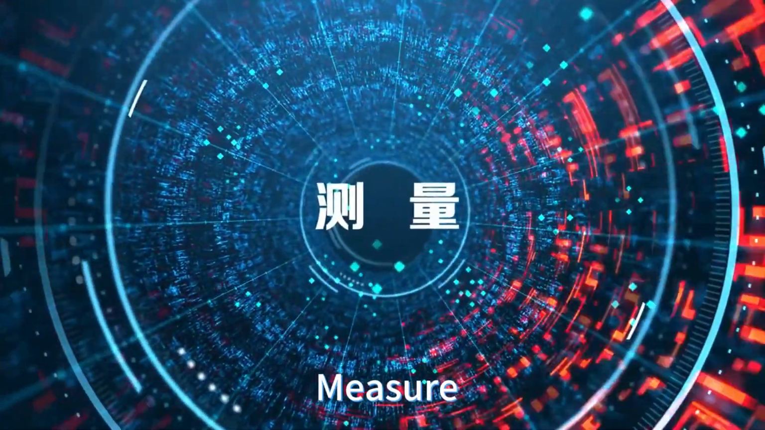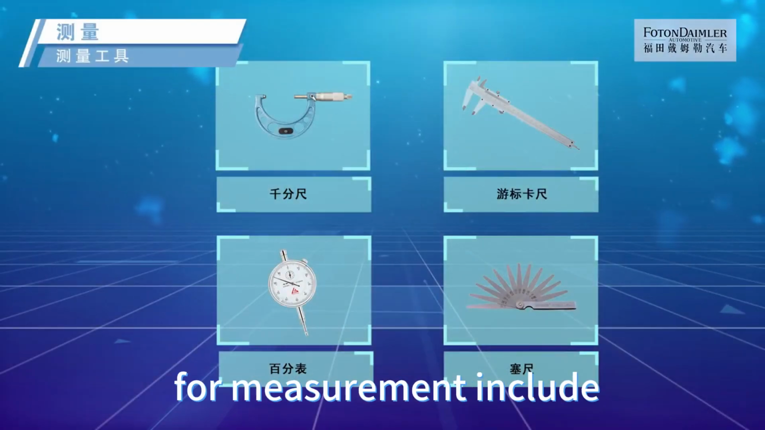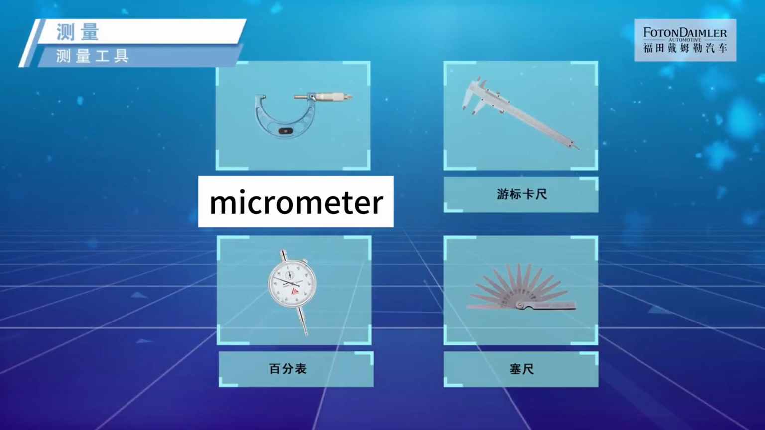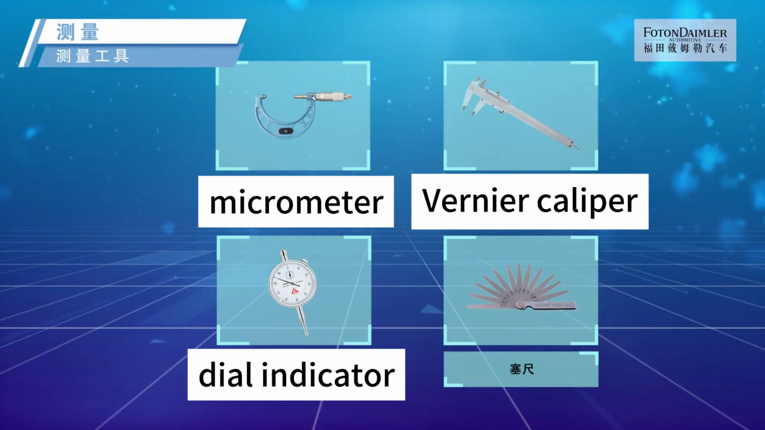Measure. The tools required for measurement include micrometer, vernier caliper, dial indicator, feeler gauge.